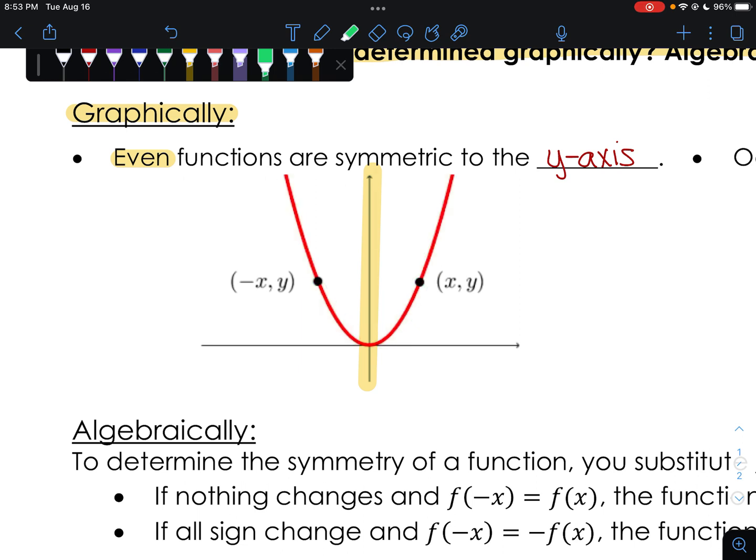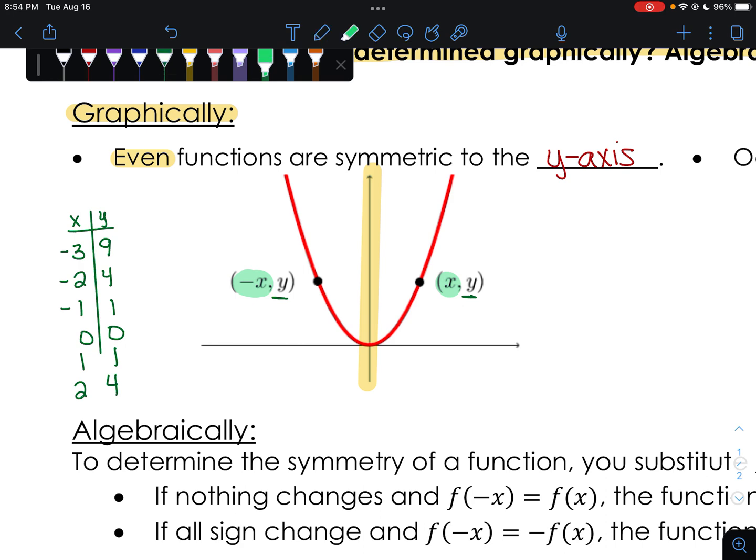Another important feature that we can notice is that if I have a positive x, then I will have a negative x that has the exact same y values. So what that would look like on a table is if I had the points (-3, 9), (-2, 4), (-1, 1), (0, 0), (1, 1), (2, 4).